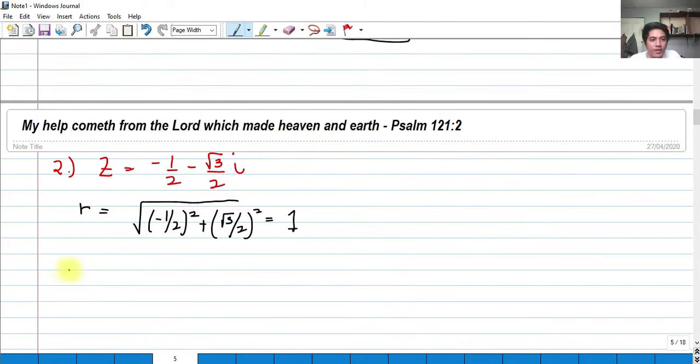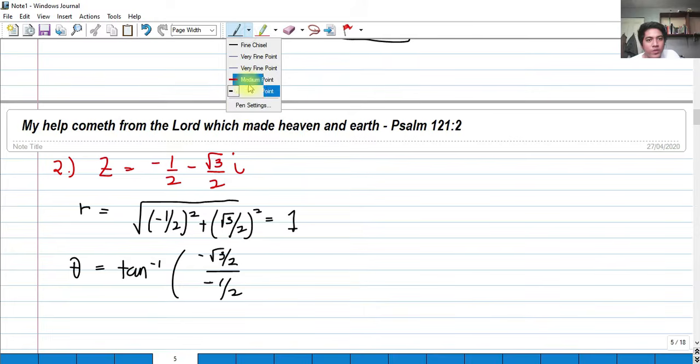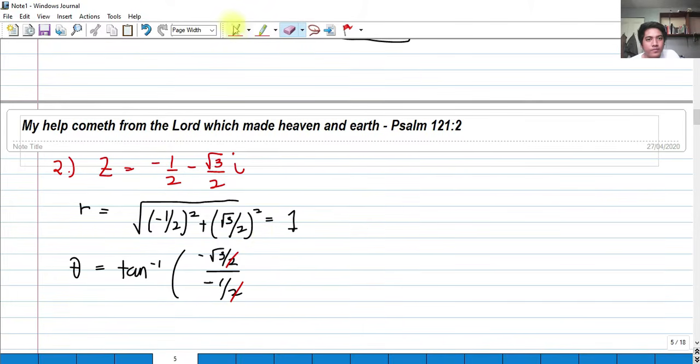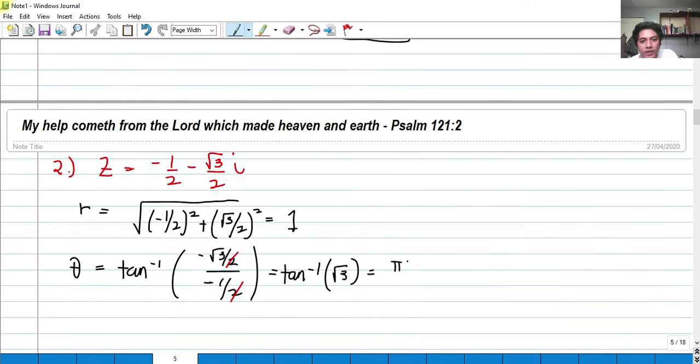Then we get theta, the arctan of negative square root of 3 over 2 over negative 1 half. As you can see, the 2's will cancel, so we are left with the arctan of square root of 3, because negative square root of 3 over negative 1 is square root of 3. That results in pi over 3 on your calculator. Remember that your calculator always gives you the acute angle.